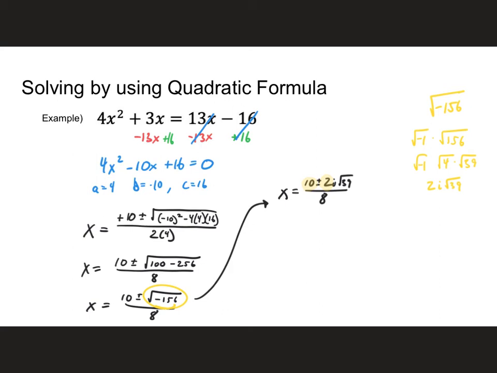I want to make sure that that's highlighted for you so that you see it. And I get x equals, 10 divided by 2 is 5, plus or minus that 2 turns into 1, so i square root of 39 over 4. That is the final answer to this problem.